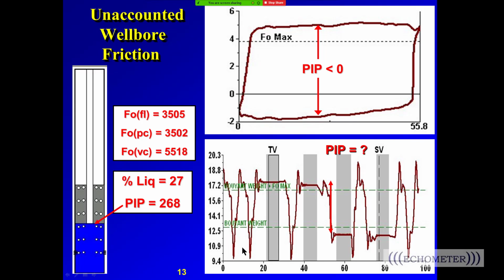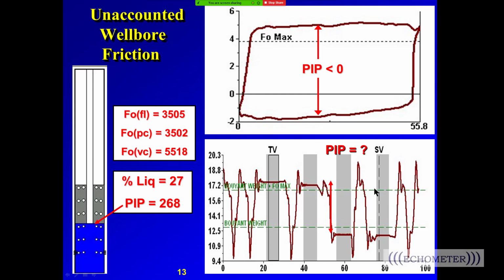We're pumping right here, and we stop on the upstroke, and there's a load versus time on the upstroke, and it can't be higher than this dash green line because that's the weight of rods in air plus some fluid plus the maximum fluid load. So that's what the maximum load line should be, and it's higher than that. Well, this distance higher than that is due to this extra mechanical friction on the rods from this paraffin.